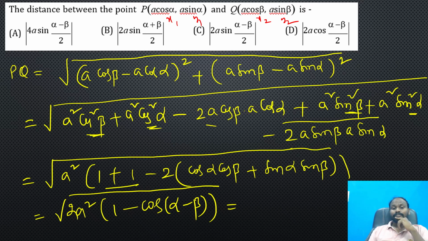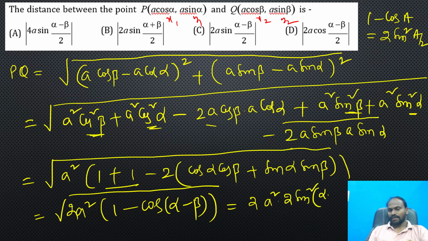What about this? 1 minus cos A. We discussed this in the trigonometry video. So those who have a trigonometry idea can understand what I'm saying here. 1 minus cos A, the formula is 2 sine square A by 2. So 2 into A square into 2 sine square of (alpha minus beta) by 2. Here A is alpha minus beta, all under root.